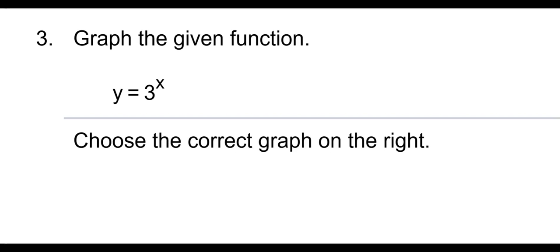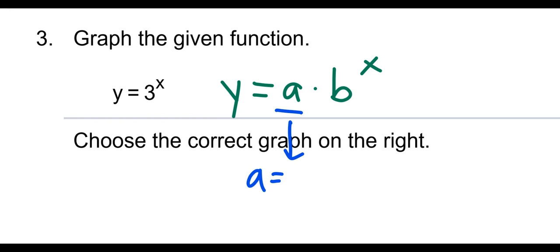Okay, question 3, section 8.1. Yesterday we were talking about this generic function y equals ab to the x. Can you identify in the particular equation you see on the left what the a value is? The a value is in front of this part. It is a 1.